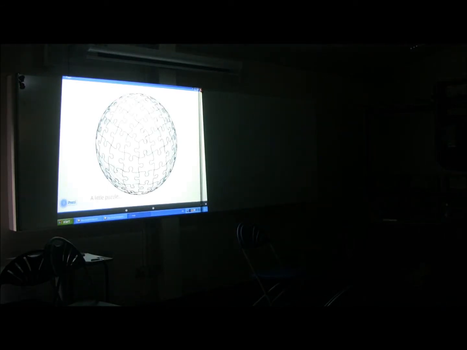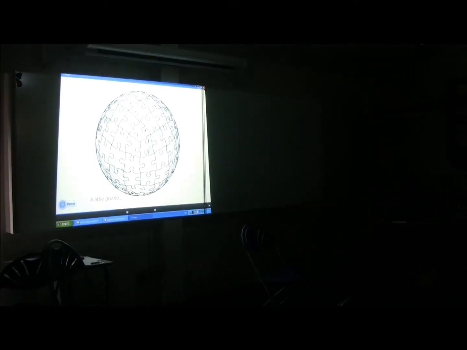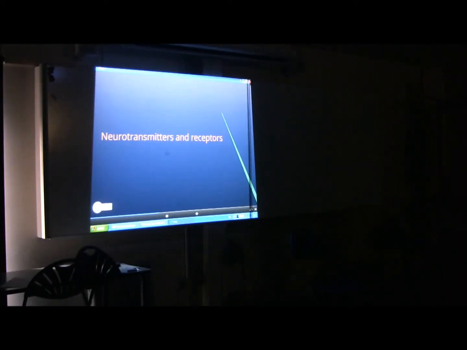Okay, so hopefully you get a picture of what each part of the brain does now. Yeah, that looks like a brain. Very accurate brain. Now we're moving on to neurotransmitters.